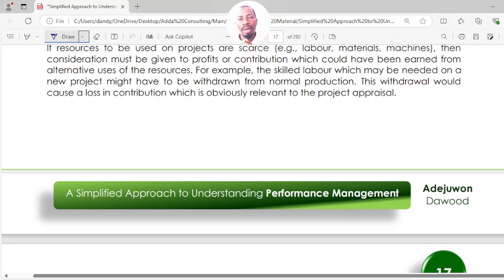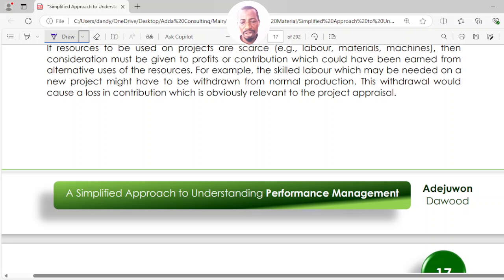Now, how do you determine shortcuts for material and labor? Because majorly, when you want to determine relevant costs, the focus will be on material as well as labor. Therefore, how do you then determine relevant cost of labor and relevant cost of material?